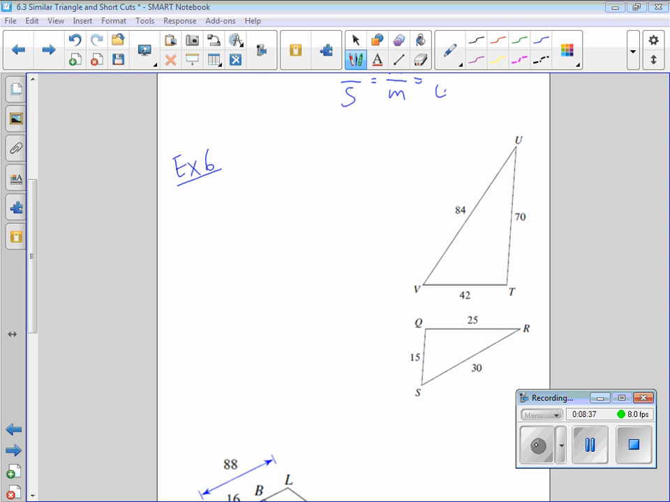All right, let's do some problems. All right, let's take a look at this one. So now it's just a matter of setting up our proportions and checking to see if they all represent the same thing. Put me on pause, check it.